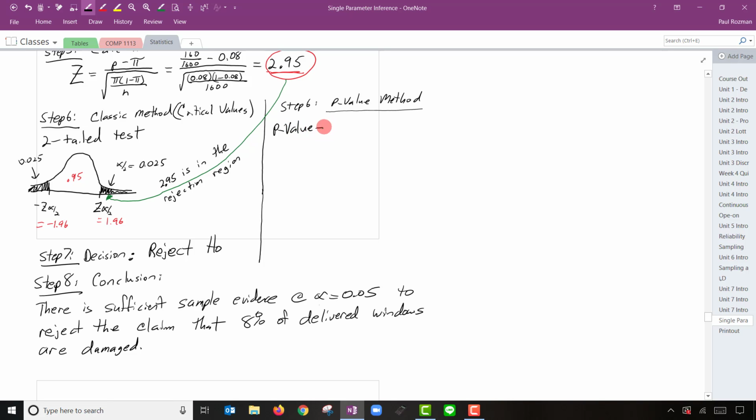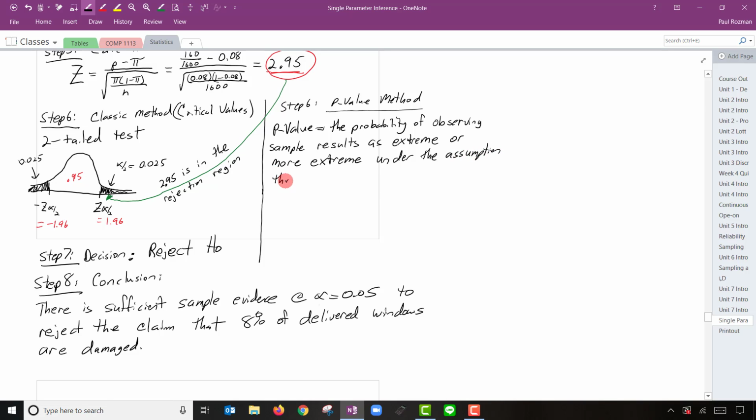The p-value is the probability of observing sample results as extreme or more extreme under the assumption that the null hypothesis, H sub 0, is true.